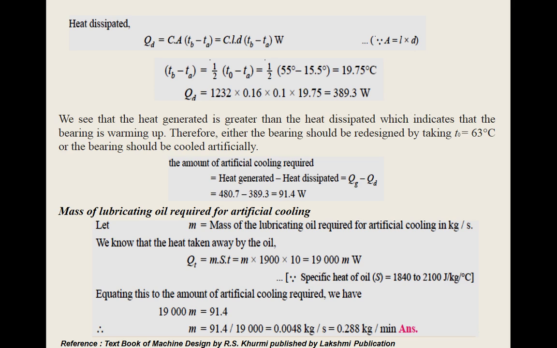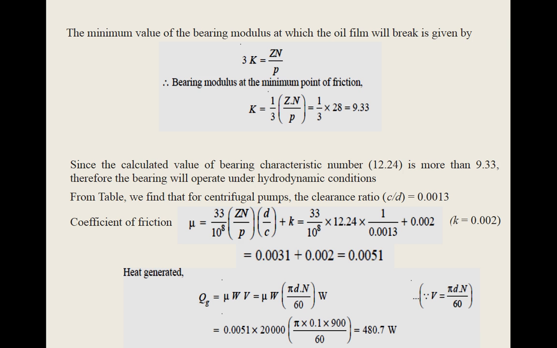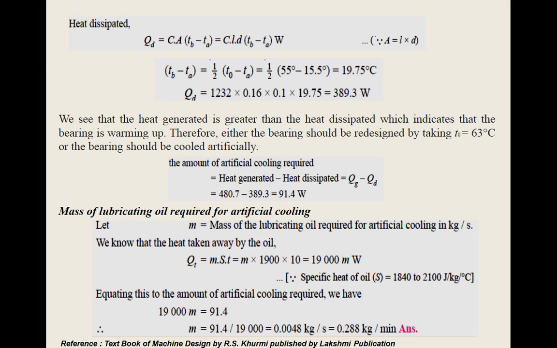Here the value of C is already given in the question. It is the heat dissipation coefficient, 1232 watt per meter square per degree centigrade. So the value of C is given, and we calculate Qd equal to 389.3.